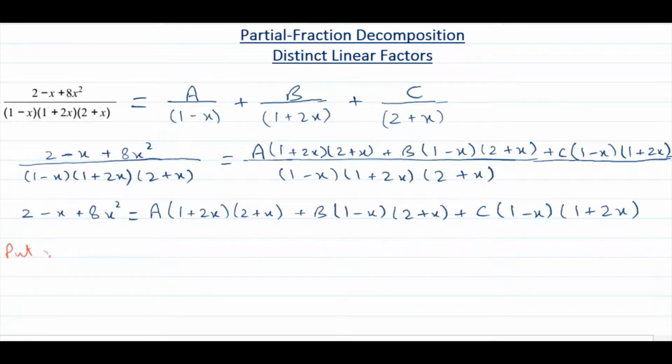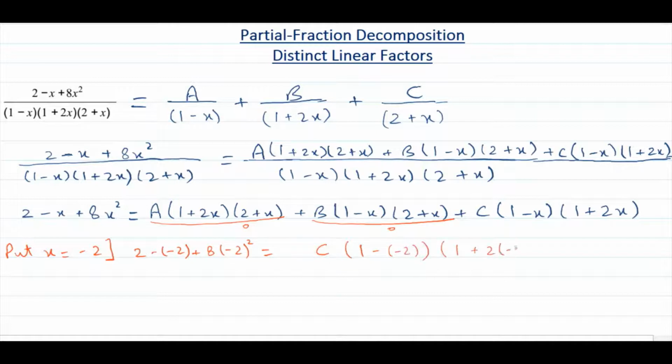So let's first put x equal to -2. When we put x equal to -2, on the left hand side we have 2 minus -2 plus 8 into -2 का square. On the right hand side, we don't need to write everything down. We already know this thing will become 0, because 2 plus x, if x is equal to minus 2, this will become 0. We only have the last term left. हम वो लिख देते हैं वहाँ पे, that is C into 1 minus minus 2 into 1 plus 2 into minus 2.